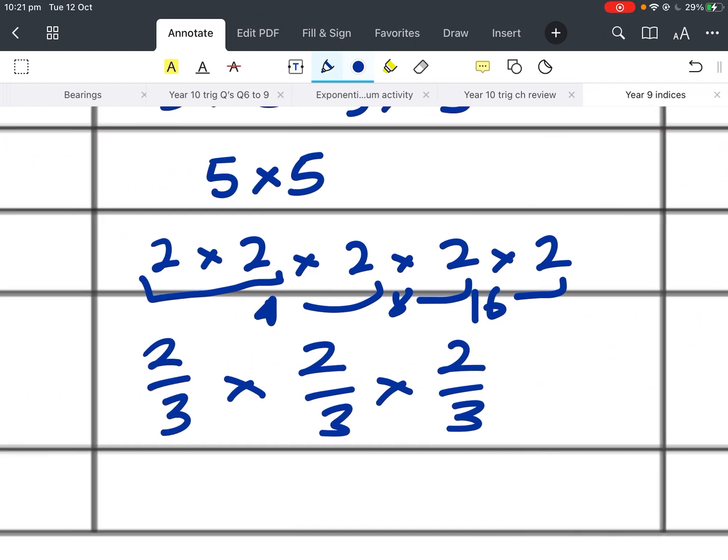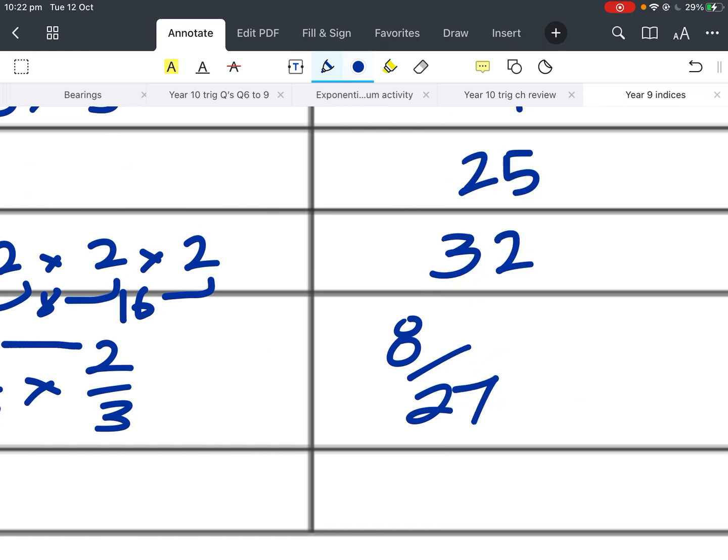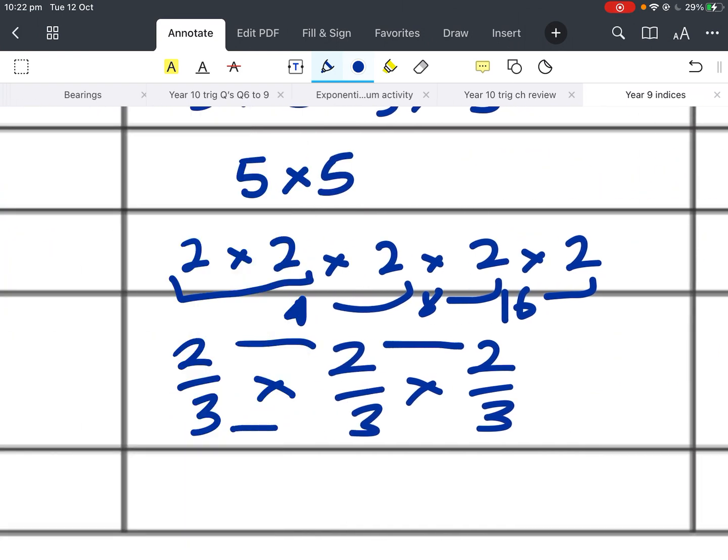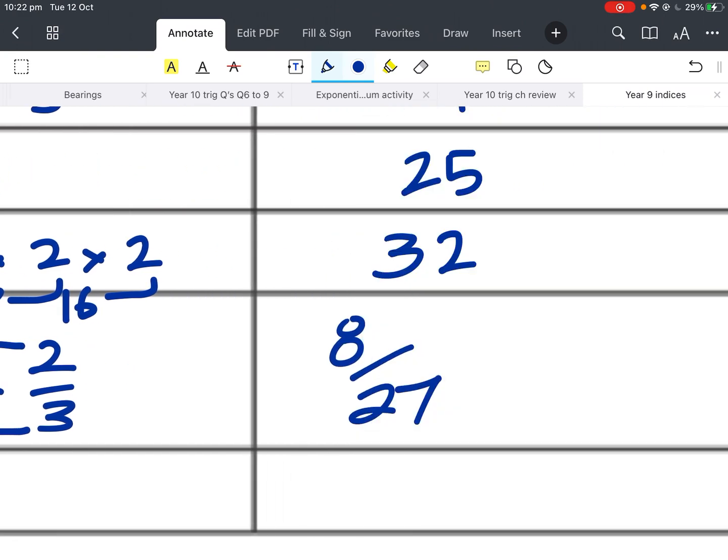And if you remember anything from fractions, you multiply all the top numbers together. 2 times 2 is 4. 4 times 2 gives you 8. And then 3 times 3 is 9. And then 9 times 3 gives you 27.